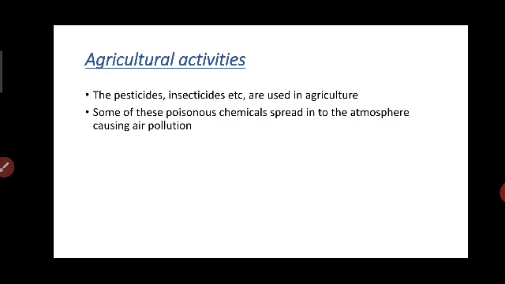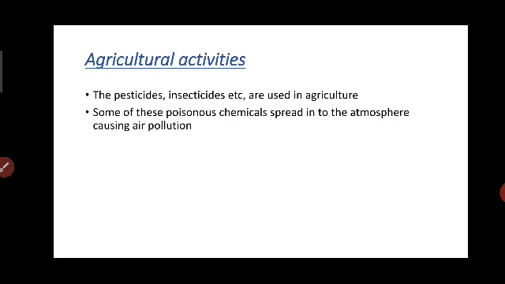However, they are using pesticides, insecticides and fertilizers, you know that. Some of these poisonous chemicals spread in the atmosphere, causing air pollution. Whenever they are spraying on the vegetables, spraying on the crop, pesticides and insecticides automatically mix with the air. That smell will spread over the entire environment.